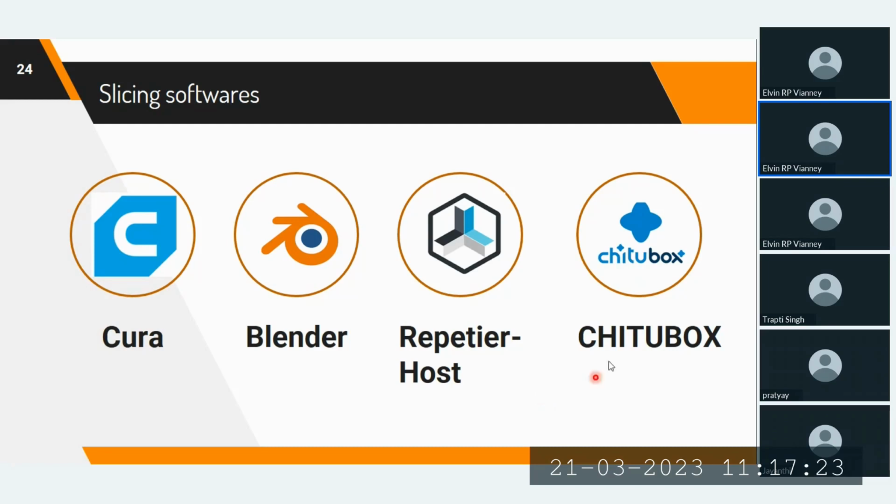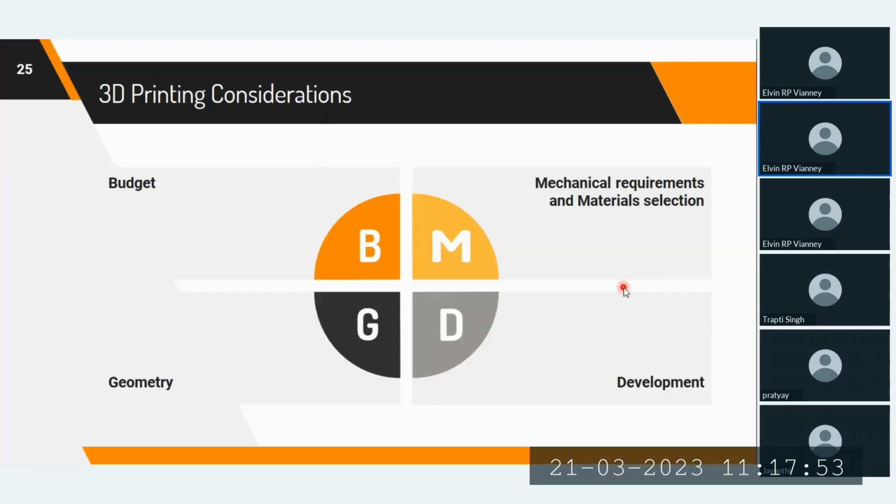The next one is Chittubox. Chittubox is resin software. Some 3D printers will specifically provide Chittubox. Only then can Chittubox access that printer, so there is no other option. So Chittubox is another software where specific types of 3D printers can understand. These are the important slicing software I have given, and this is for your information.